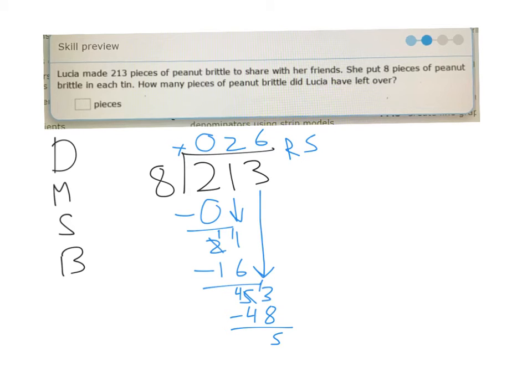So this nice girl, Lucia, was able to make 26 tins for her 26 friends. She has a lot of friends. In each tin, there were 8 pieces of peanut brittle, but she ends up with 5 pieces left over that she can keep for herself. So how many pieces of peanut brittle did she have left over? 5.